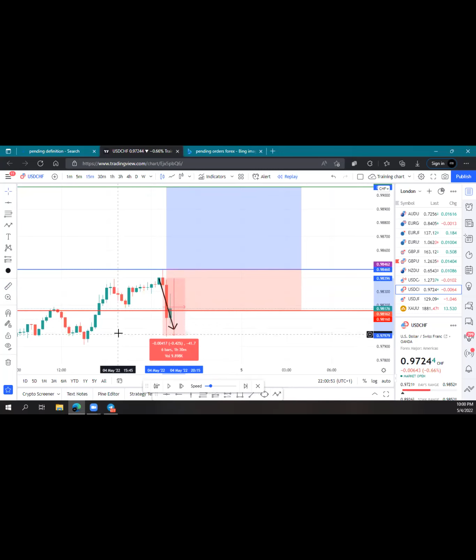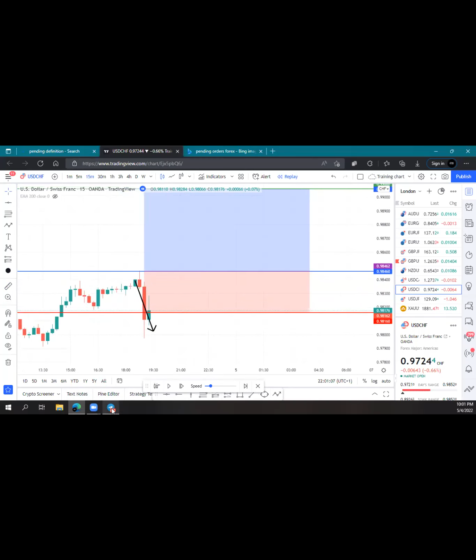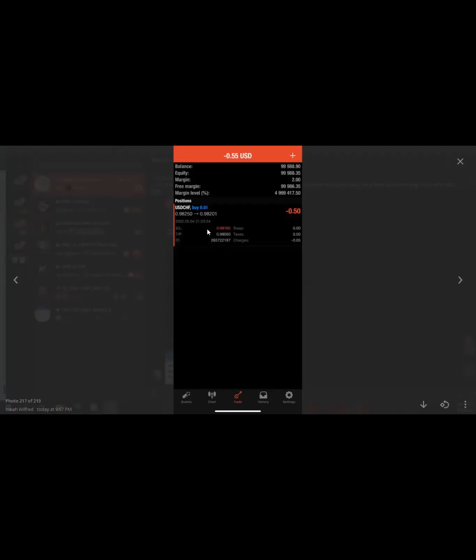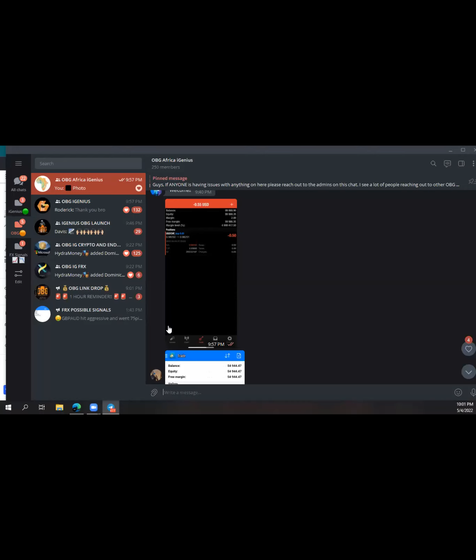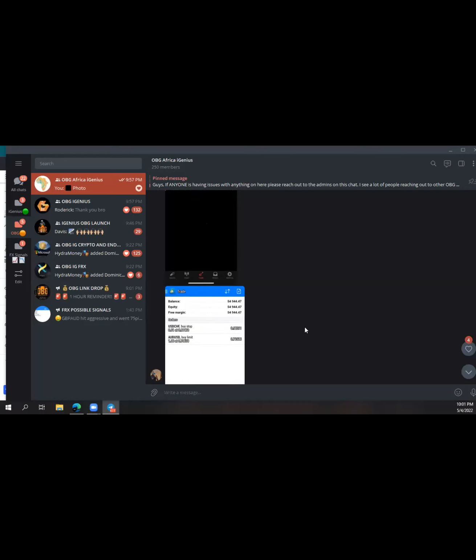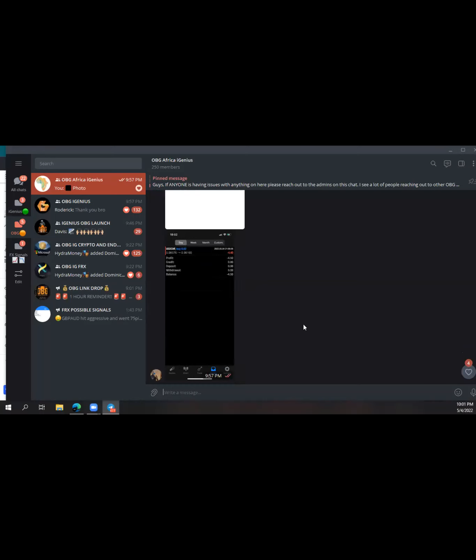Bonnie, can you send a screenshot of your trade to OBJ Africa Genius? Yours activated. Let's look at yours, because I know that for those of us using XNext, this trade did not activate. This is not even XNext, and it didn't activate. Let's take a look at your trade, right?